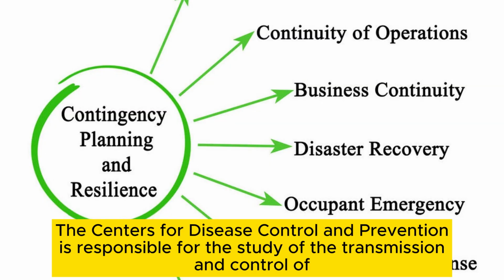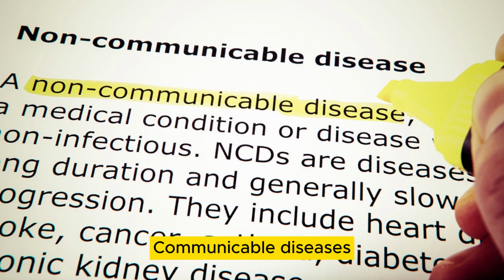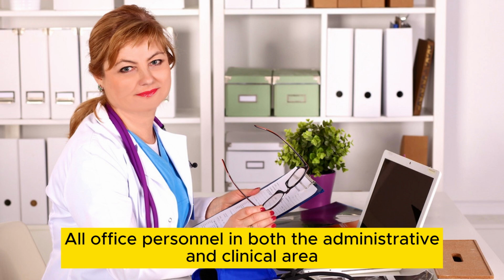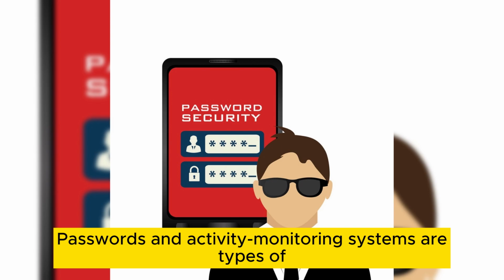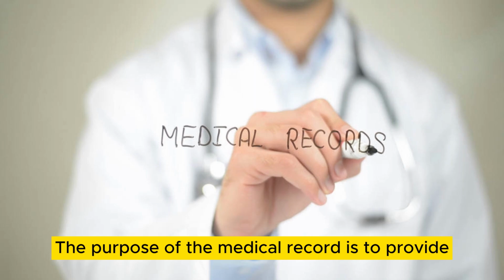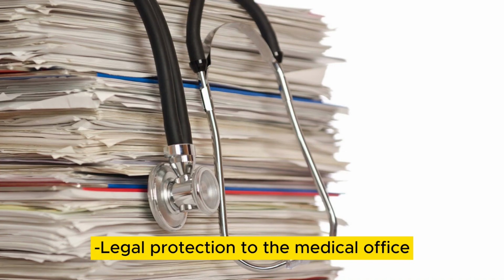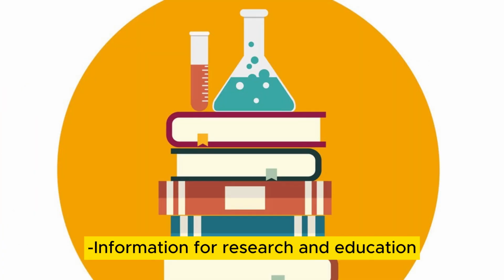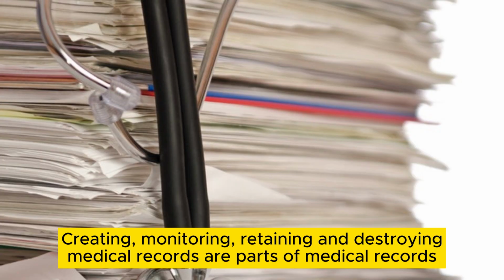The Centers for Disease Control and Prevention is responsible for the study of the transmission and control of communicable diseases. Hand washing should be performed by all office personnel in both the administrative and clinical area. Passwords and activity monitoring systems are types of safeguards for PHI. The purpose of the medical record is to provide continuity of care, legal protection to the medical office, quality of care continuum, and information for research and education. Creating, monitoring, retaining, and destroying medical records are parts of medical records management.